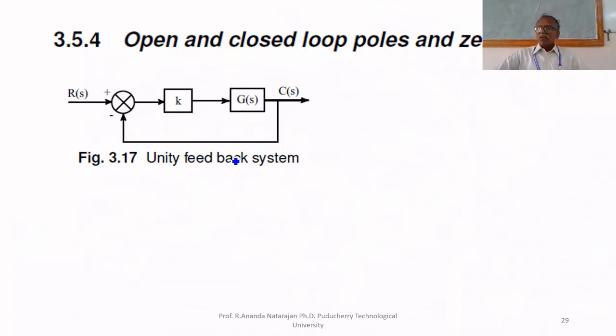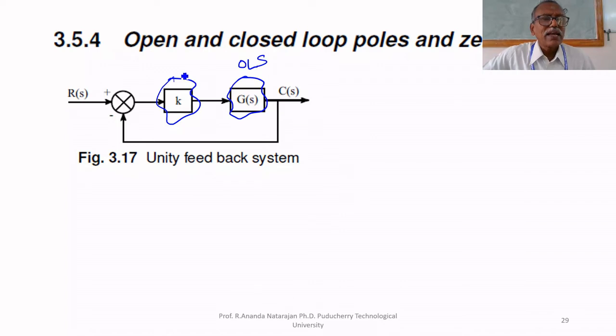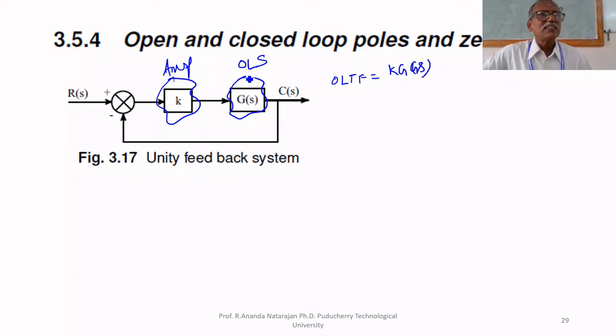So we can select the location of poles by simply modifying k. That is also possible. In this system, this is an open loop system. Here I am connecting an amplifier in series with that. Now I made this a closed loop. What is the open loop transfer function? Open loop transfer function equals kG of s. Am I correct? If two are in series, we have to multiply. The amplifier and the open loop transfer function are multiplied to give kG of s.